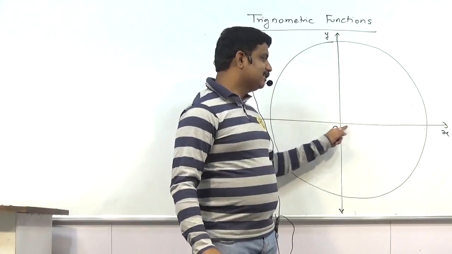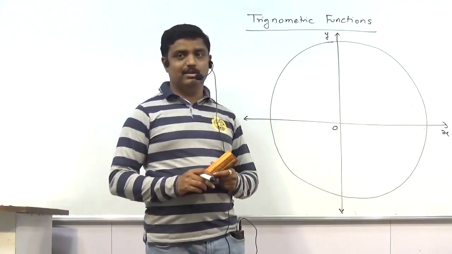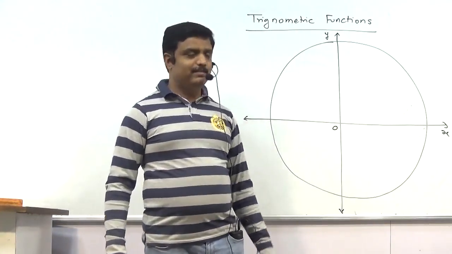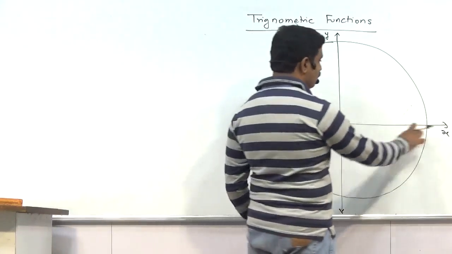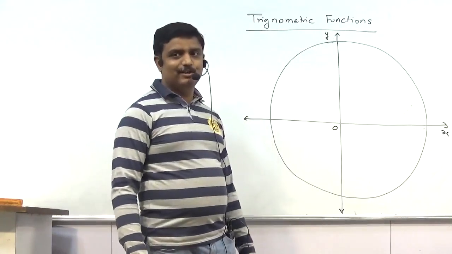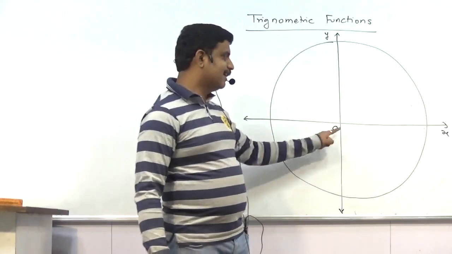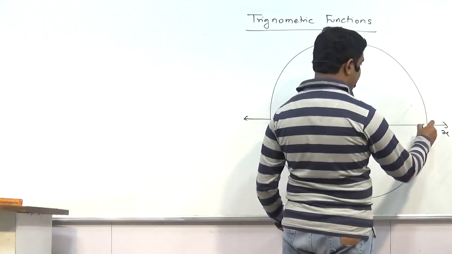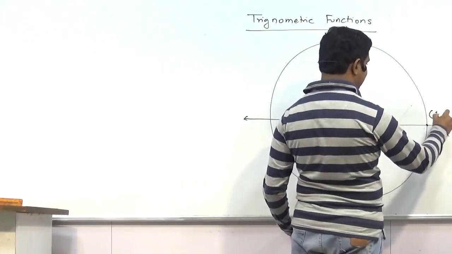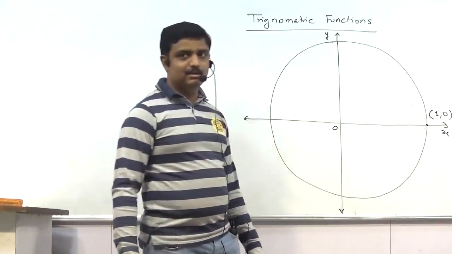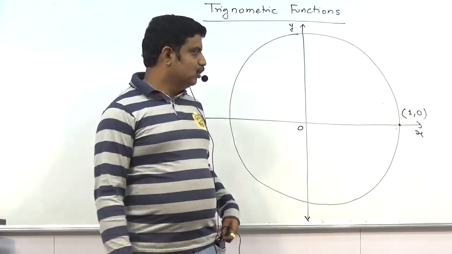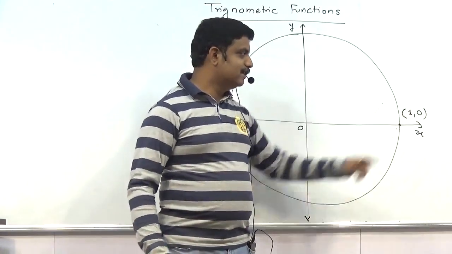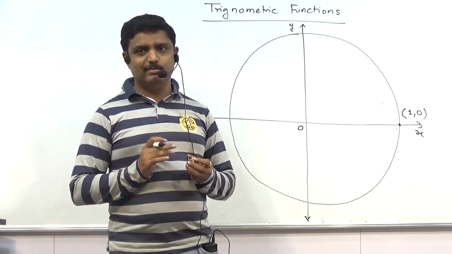Remember, in standard position, the initial arm should always be along x-axis. And this is the unit circle. So if the terminal arm is also along OX, my angle will be 0 radian. The first angle I will talk about is 0 radian. Can you tell me what are the coordinates of this point? Yes, 1, 0.